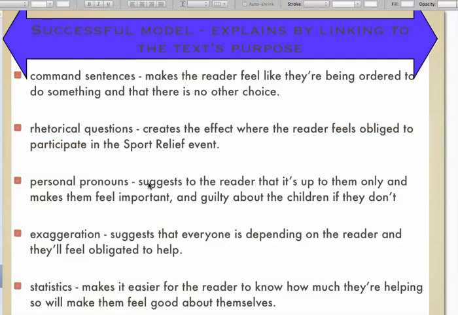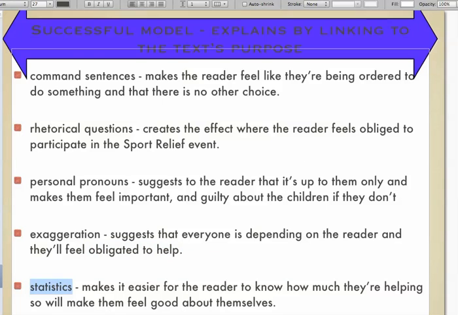Personal pronouns suggests to the reader, this person, I don't know if it's a boy or a girl, but they know their linking phrases and they know their PEE. It's up to them and makes them feel important and guilty about the children if they don't. See how it extends on a bit there. Exaggeration suggests that everyone is depending on the reader and they'll feel obligated to help. Again, the same thing as obliged, to feel obligated or to feel obliged to do something.